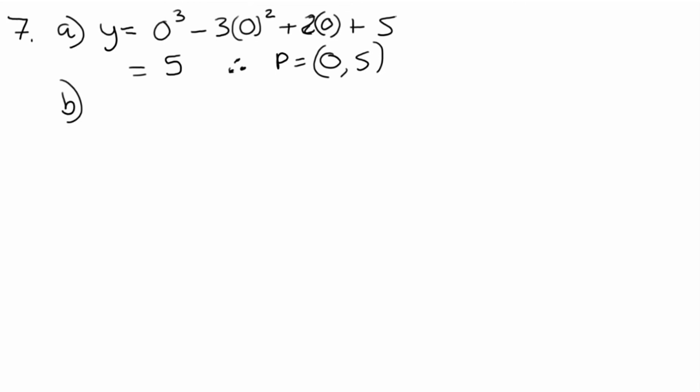Part B. Determine the equation of the tangent to the curve at P. Okay, to find the equation of a tangent to a curve, we differentiate and sub in our x value. That'll give us the gradient to the tangent. So I'll write out the equation first and then we'll differentiate that.